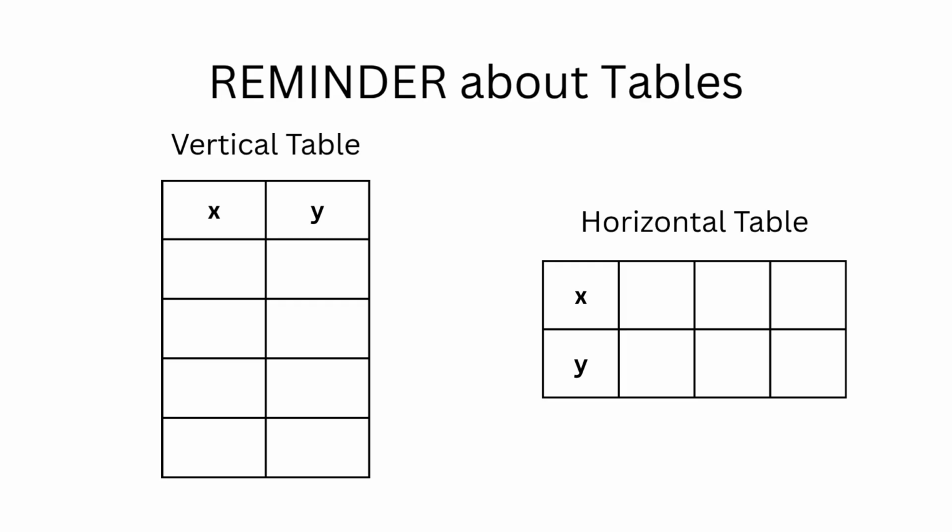Sometimes tables are written vertically and sometimes horizontally, but it doesn't matter. You can always find the constant of proportionality by comparing y divided by x. Just remember the direction matters. If you switch it around, you'll get the inverse relationship, and that's our next idea.